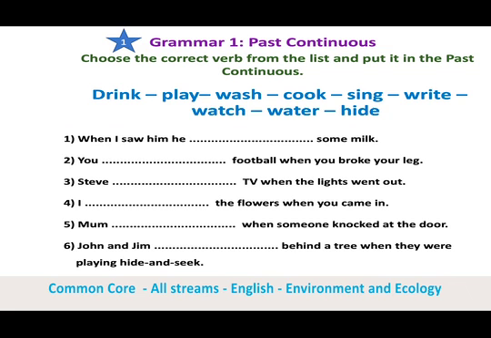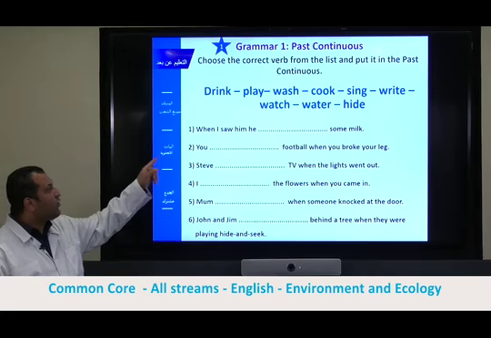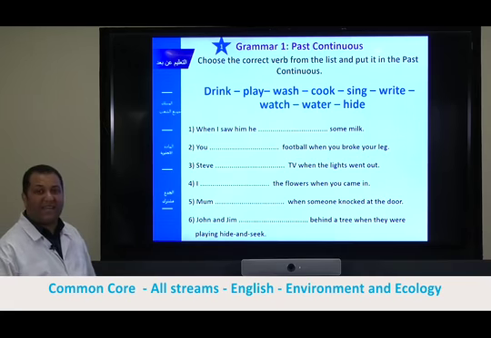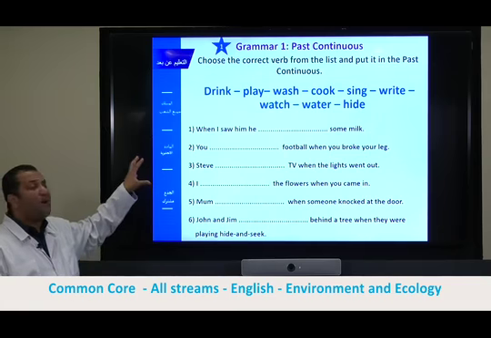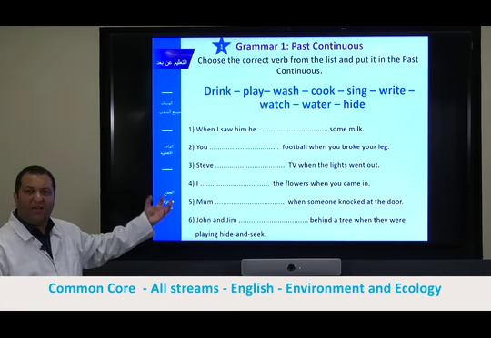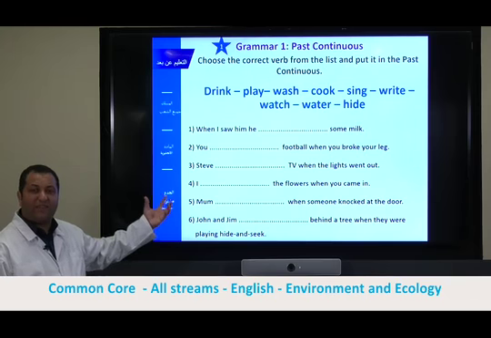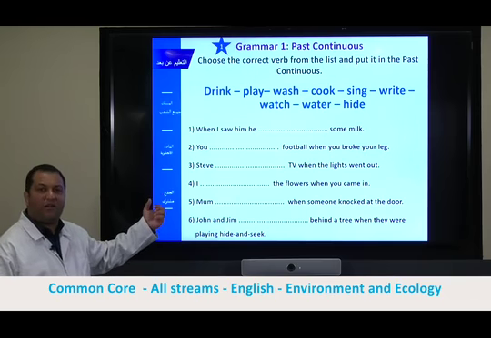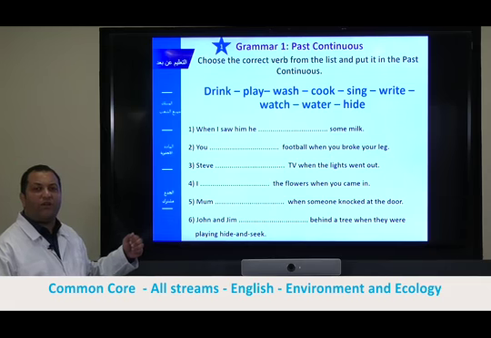Choose the correct verb from the list and put it in the past continuous. We have the verbs drink, play, wash, cook, sing, write, watch, water, and hide. As you see, this list of verbs contains both forms, regular and irregular. Regular form, the verb plus ed, and the irregular should go back to the irregular verb list.